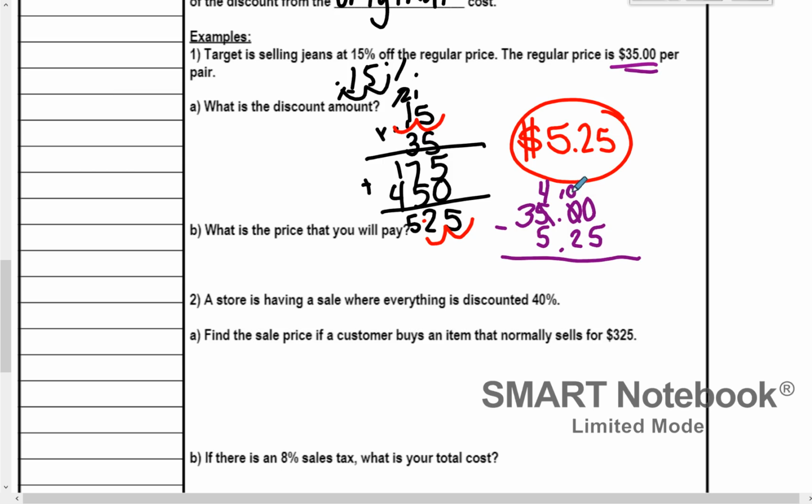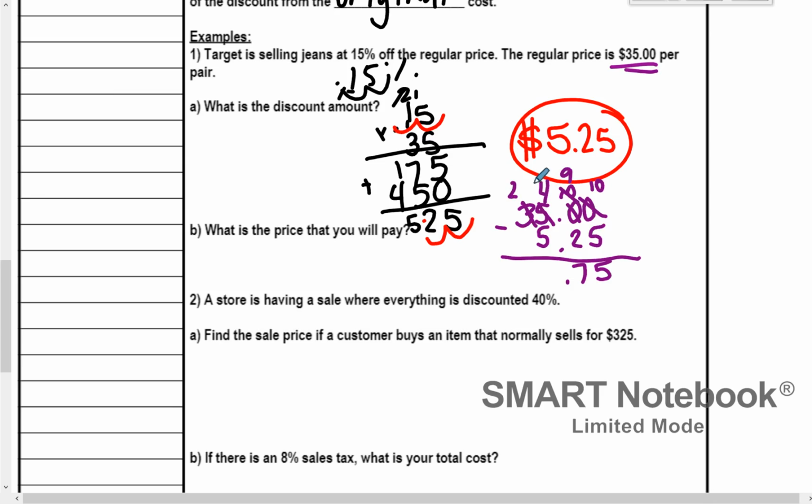Now we can borrow from that 10, make it a 9 in order to make our first 0 a 10. 10 minus 5 is 5. 9 minus 2 is 7. 4 minus 5, again, we cannot do that. We cannot take away 5 if you only have 4.